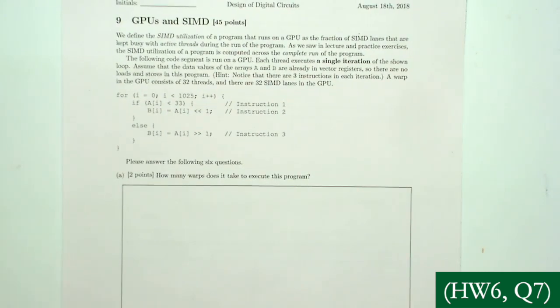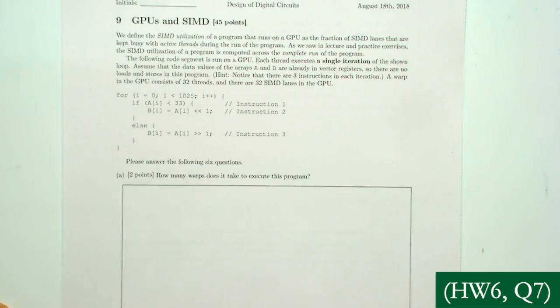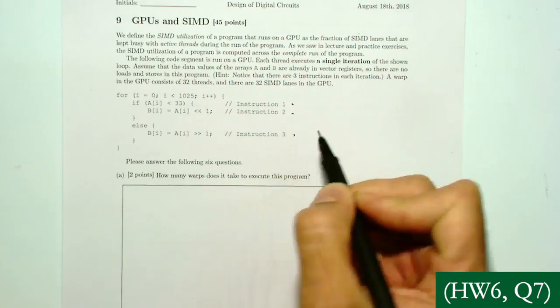The question says, we define the SIMD utilization of a program that runs on a GPU as the fraction of SIMD lanes that are kept busy with active threads during the run of a program. As we saw in lecture and practice exercises, the SIMD utilization of a program is computed across the complete run of the program. The following code segment is run on a GPU. Each thread executes a single iteration of the shown loop. Assume that the data values of the arrays A and B are already in vector registers, so there are no loads and stores in this program. Hint, notice that there are three instructions in each iteration. They are clearly marked here in the code.